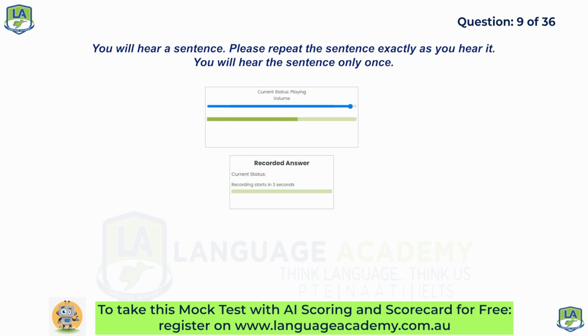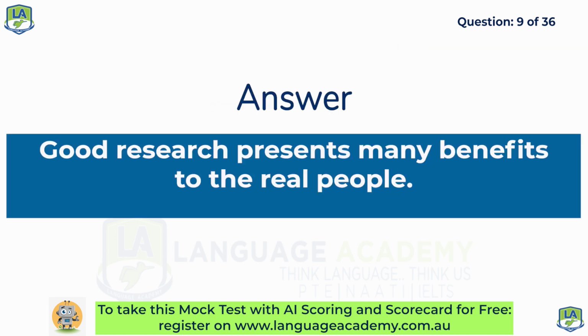Good research presents many benefits to the real people.